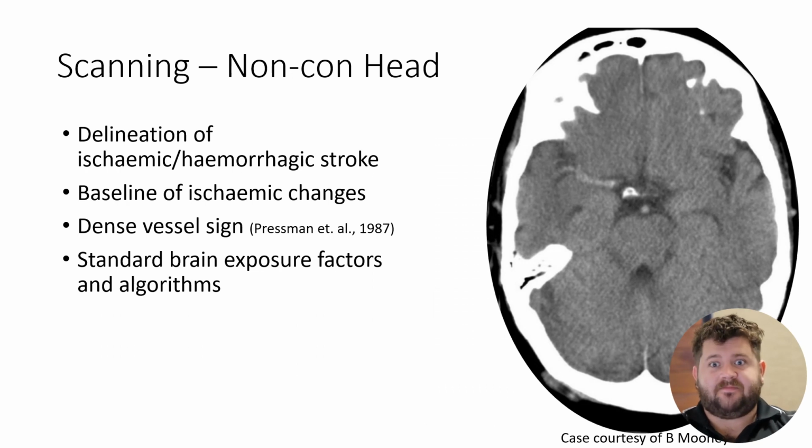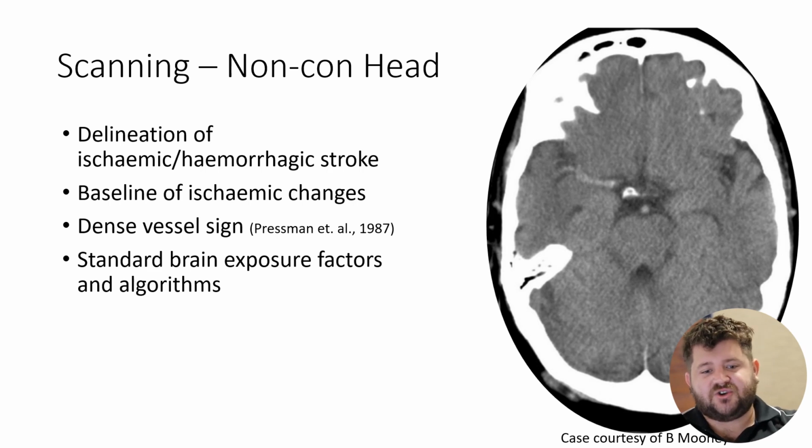So our first step in our stroke protocol is to scan our non-contrast head. The main point of the non-con head is to decide if the stroke event is ischemic or hemorrhagic. This is because the treatment methods for the two are vastly different. In an ischemic stroke, we can give blood thinning agents. We may be able to increase blood flow to the at-risk tissue and therefore save some of it. On the other hand, if we give blood thinning agents to a hemorrhagic stroke, we will definitely worsen the patient's condition, which we don't want to do.